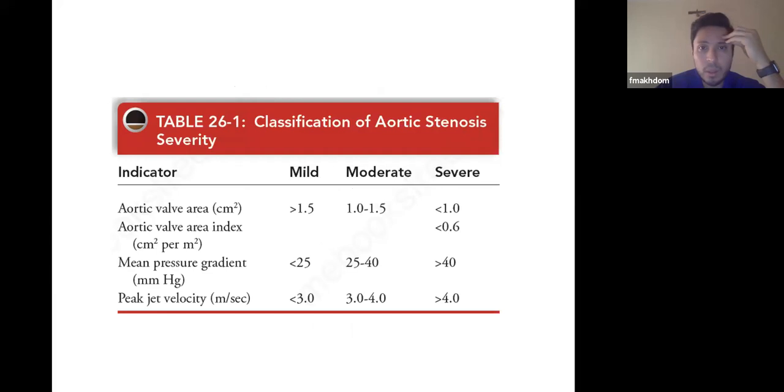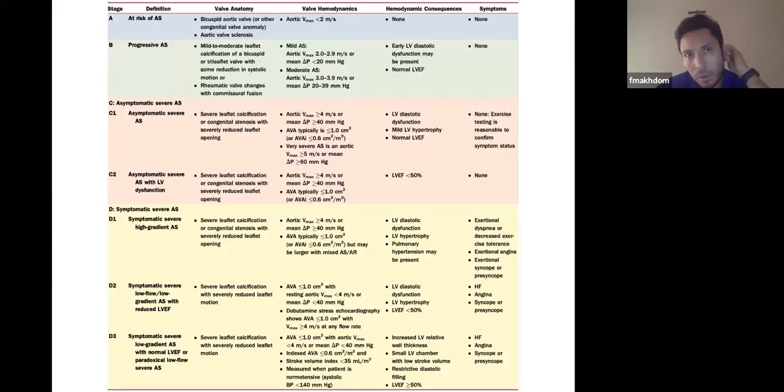We can quantify it as mild, moderate, severe, as you can see in front of you in the slide. But in the guideline you've seen, and I'm sure you all know this now, there are stages A, B, C, and D, right? So you should be familiar with this. Although I've never seen anyone use this staging, it's in the guideline. You might have a question in either the oral or written exam.